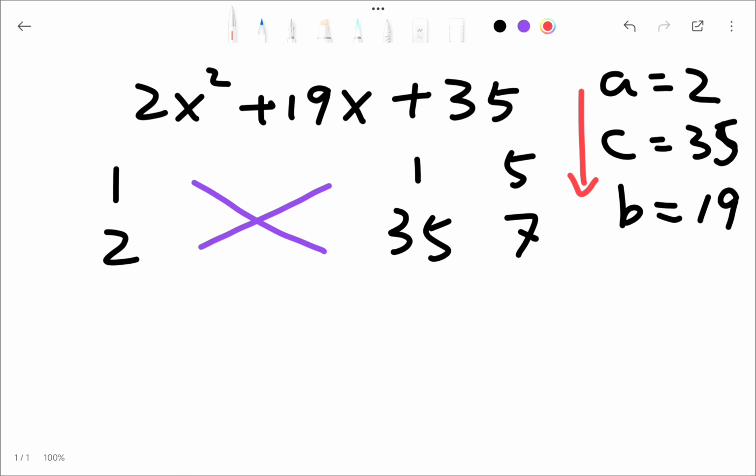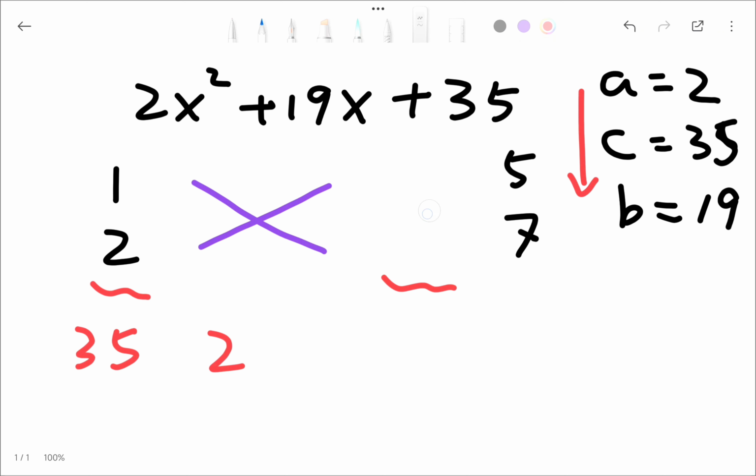All right, let's see if 1, 2 and 1, 35 will give us B. 1 times 35, 35. 2 times 1, that's 2. When you look at these two numbers, there's no way it will give us a 19. Okay, so 1, 35 is definitely not what we're after. And let me wipe this out.